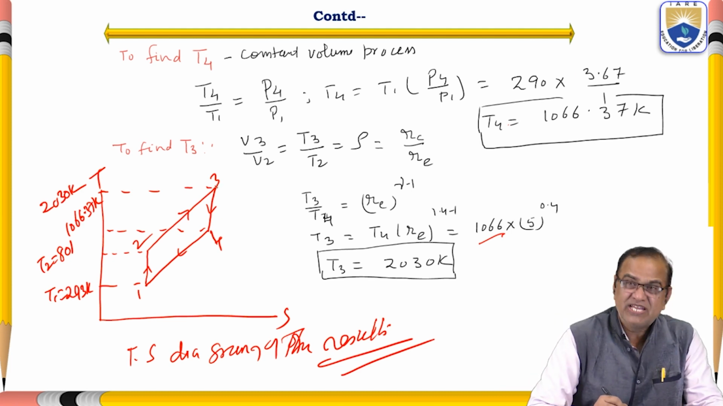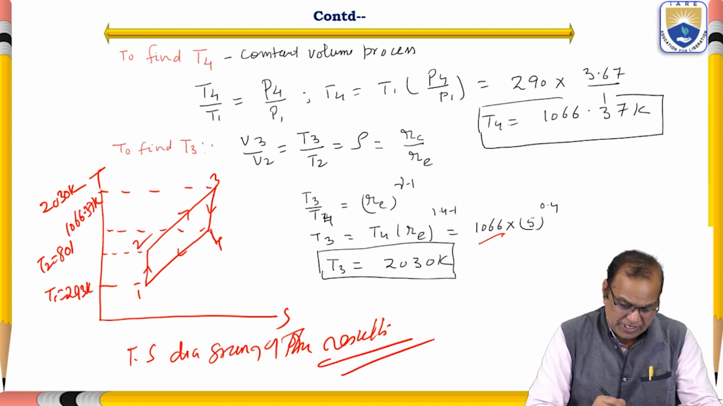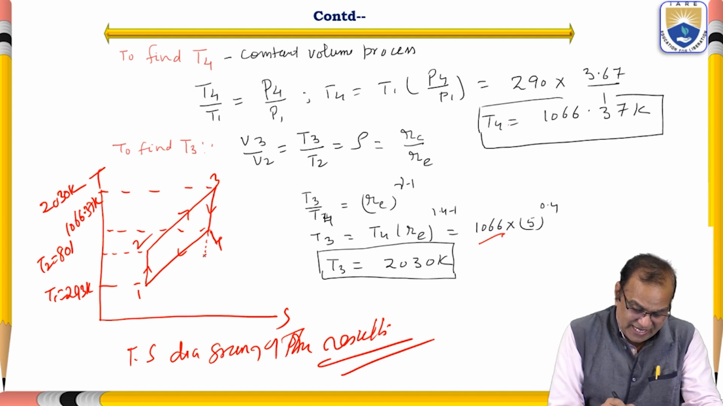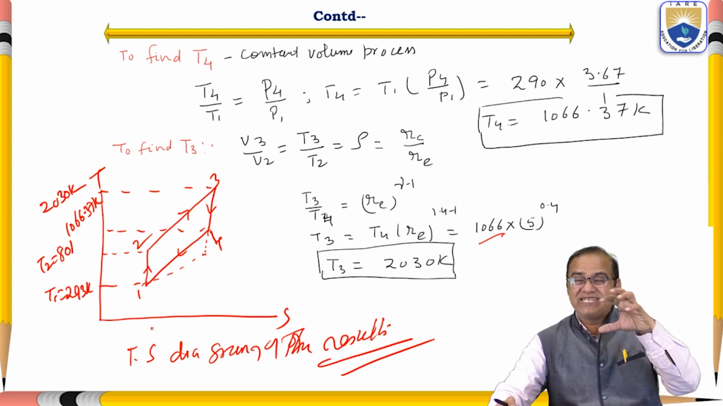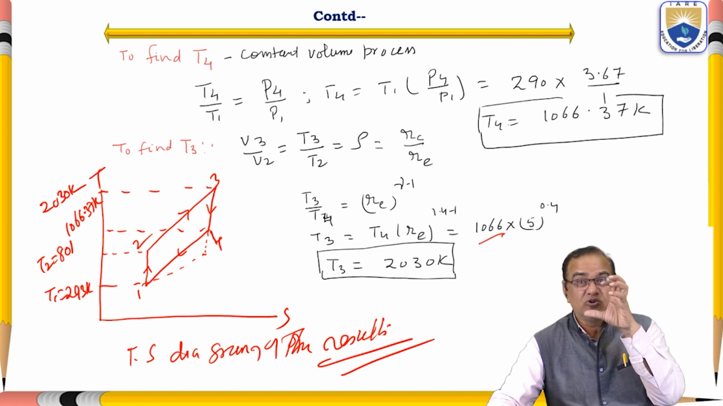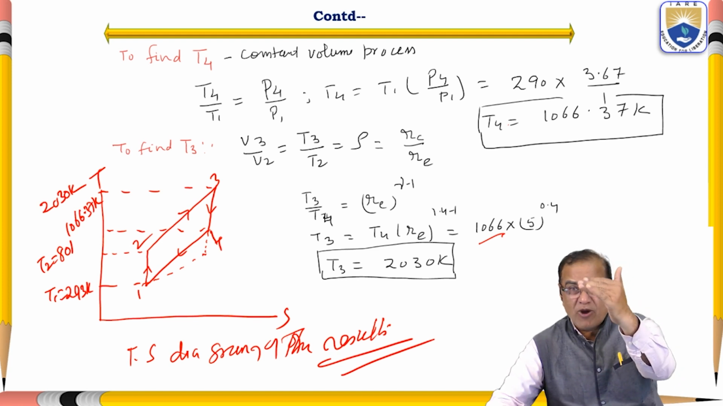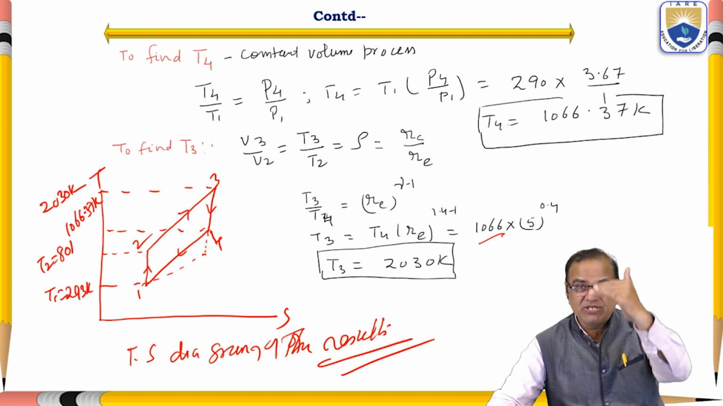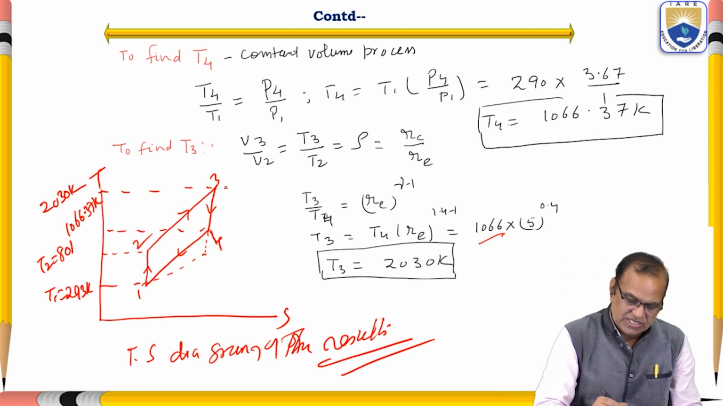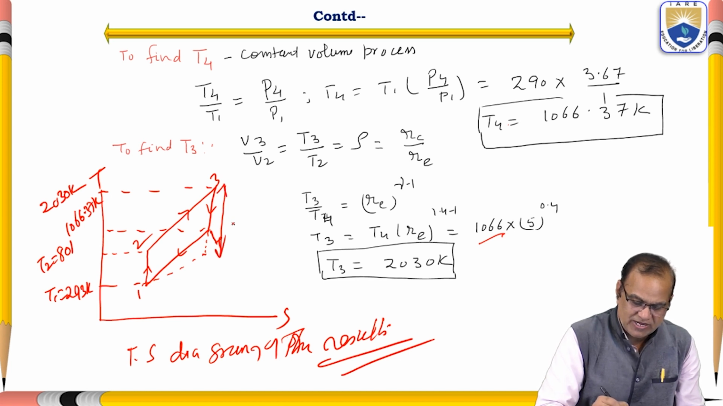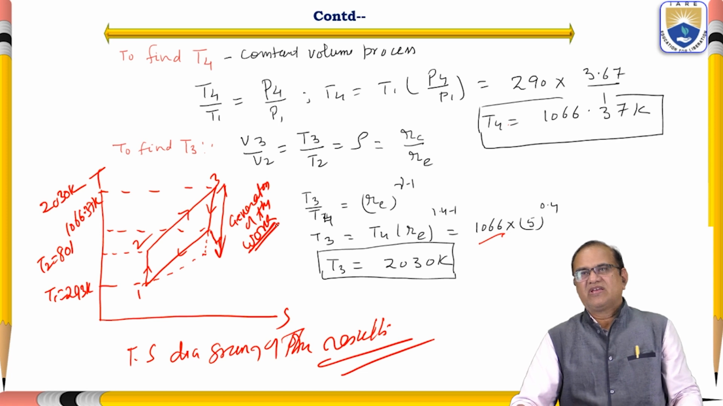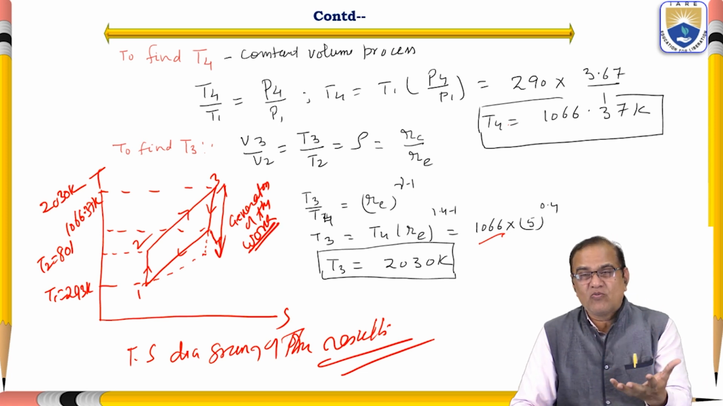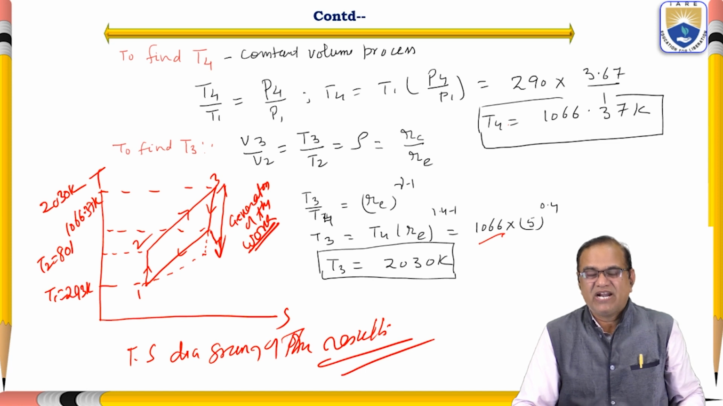If you see here, T3 is the maximum, it is 2030, but T4 is also not less, it is 1066. If it comes lower, that much efficiency we will get. So as a researcher, as a designer, we should make sure that the 4 points should be below. As much as you can make it lower, that much this line is effectively used for generation of the work. And as much more work you have, that much efficiency you will get. That we have to ensure.